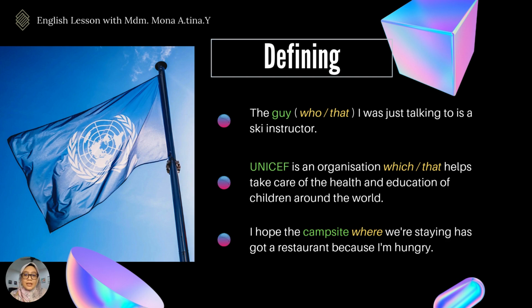The campsite where we are staying has got a restaurant because I'm hungry. So here we are referring to the campsite. Campsite here is the noun, kata nama dia. So what's with the campsite? Okay, you are hoping that there will be a restaurant nearby. So why? Because you're hungry. Okay, so we use where. Why do we use where here in this sentence? Because we are referring to a place.